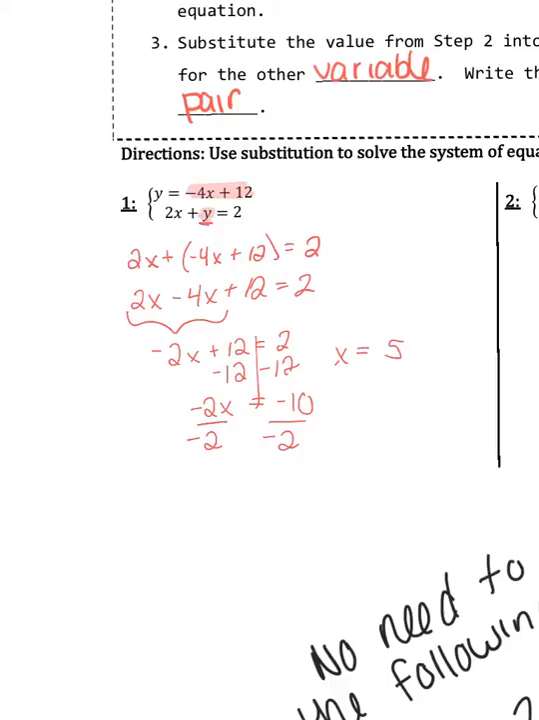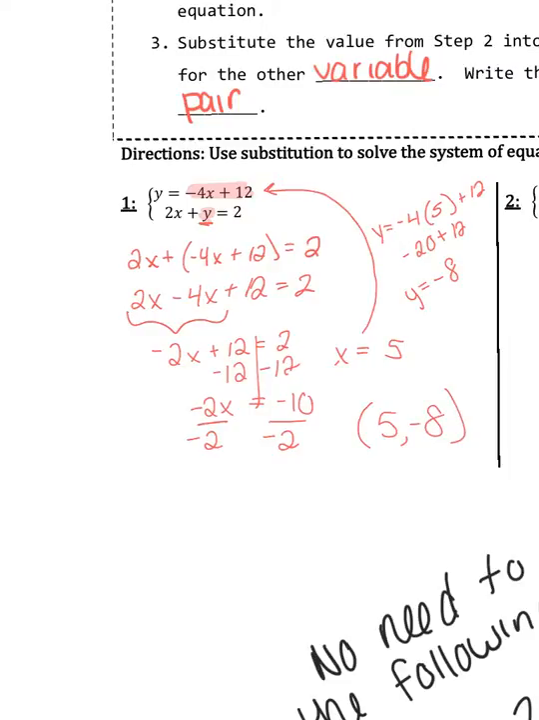So now all I have to do is take that 5 and plug it in. I can technically plug it into either equation, but the top one looks like the easiest. So it says y is equal to negative 4 times 5 plus 12. Well, that's negative 20 plus 12, and so my answer comes out to be negative 8. So my answer, always as an ordered pair, is 5, negative 8.